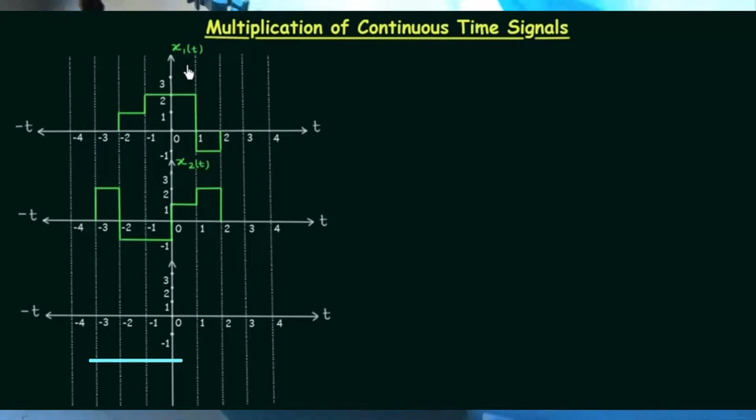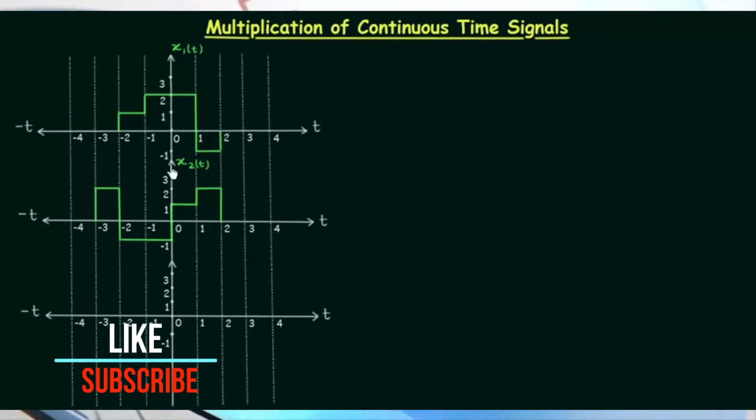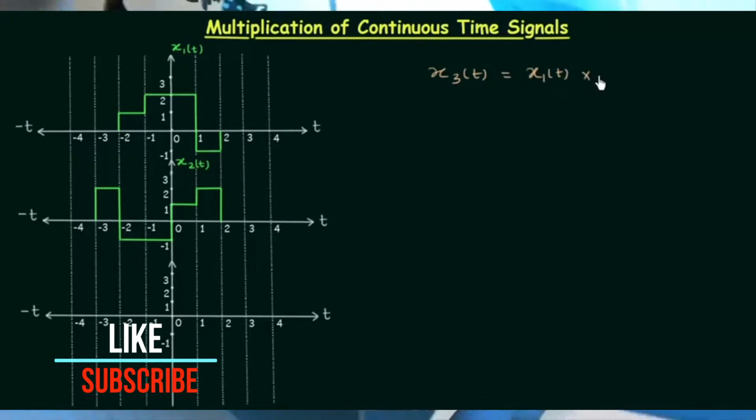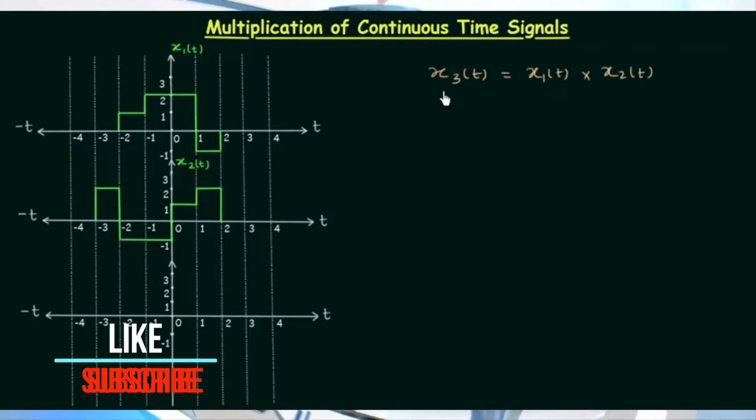Let's say the two signals are x1(t) and x2(t), and we want to multiply the two signals, and let's say the resultant signal is x3(t), which is equal to x1(t) multiplied with x2(t). To find out x3(t) we need to multiply the amplitude of x1(t) with the amplitude of x2(t) at each instant of time.